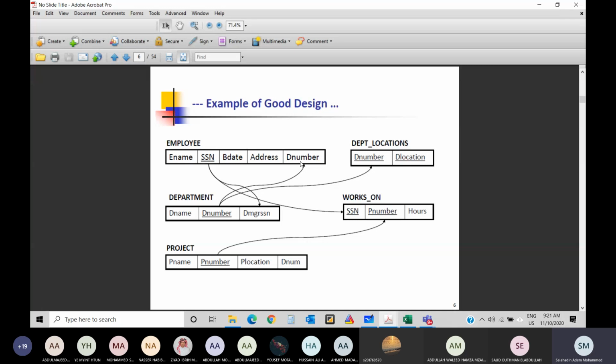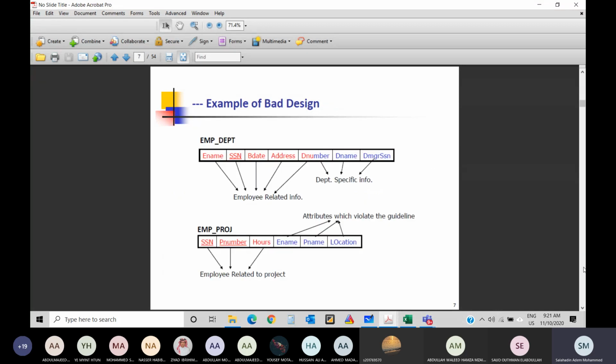Employee, every column here belongs to the employee. E-name is for the employee. SSN is for the employee. Birth date, address is employee. Department number is also for the employee, which department he is in. Department number, department name, department manager SSN, and so on. So this is a good design. Do you agree with me? This is a good design. This is a bad design.